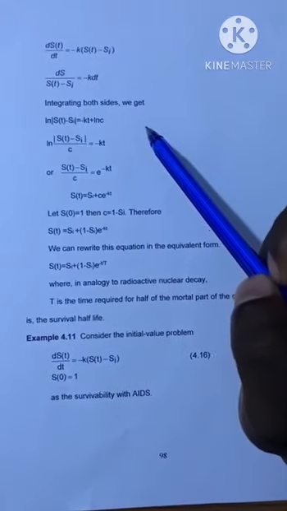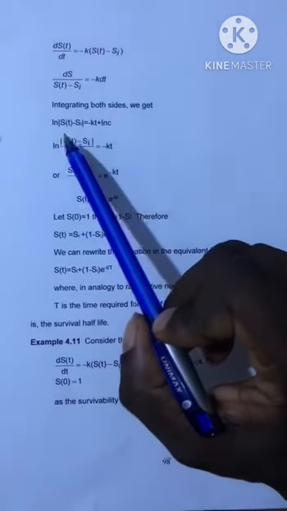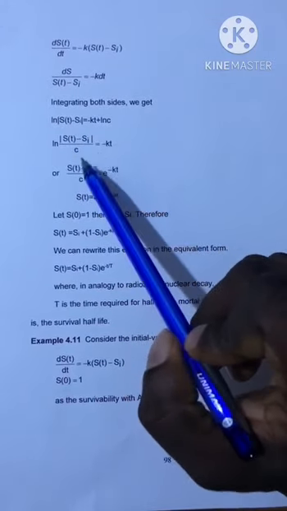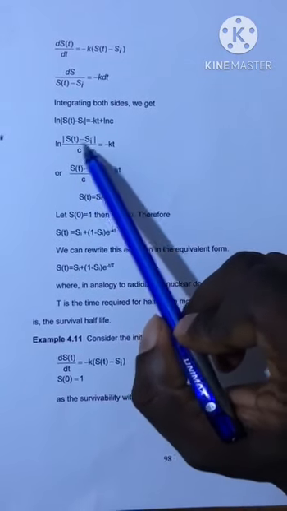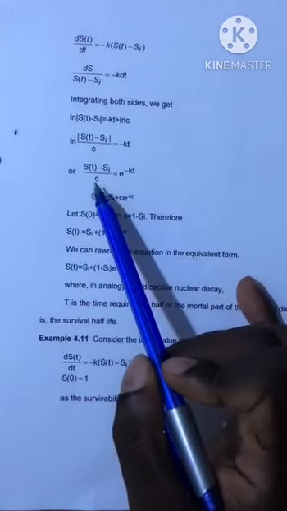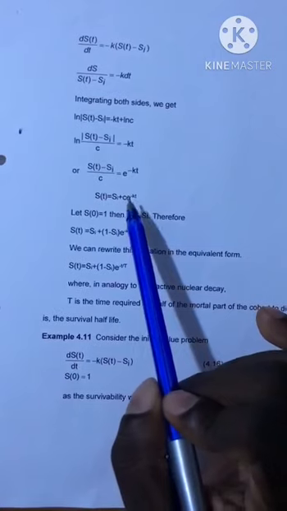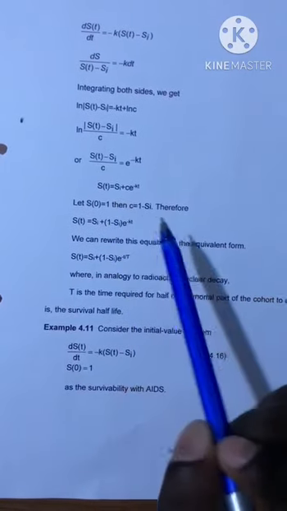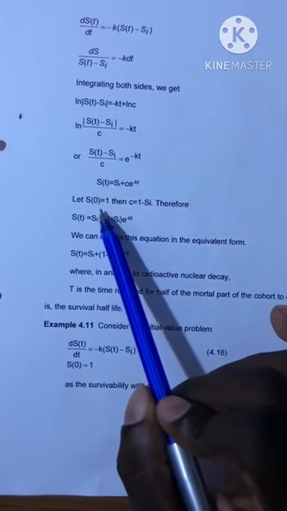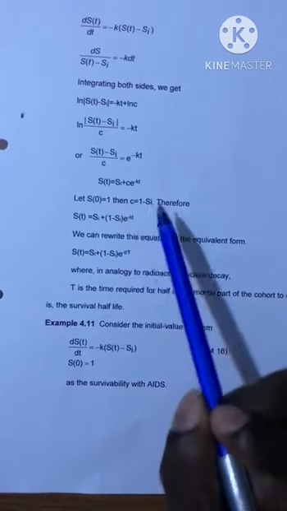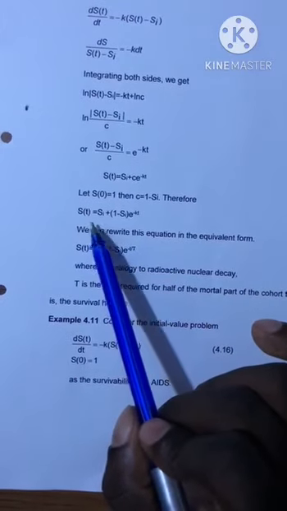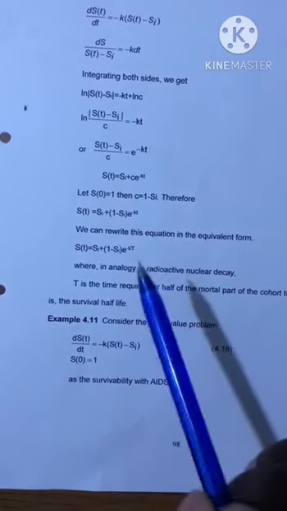Integrating both sides, we get the absolute value of ln(S(t) minus S_i) equal to minus kt plus ln C. Then ln of the absolute value of (S(t) minus S_i)/C is equal to minus kt, or (S(t) minus S_i)/C equals e^(-kt). So S(t) is equal to S_i plus C e^(-kt). Let S(0) equal 1, then C is equal to 1 minus S_i.